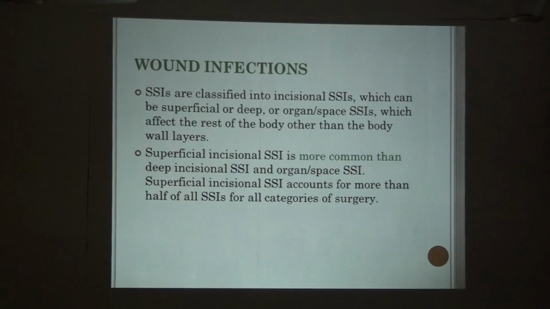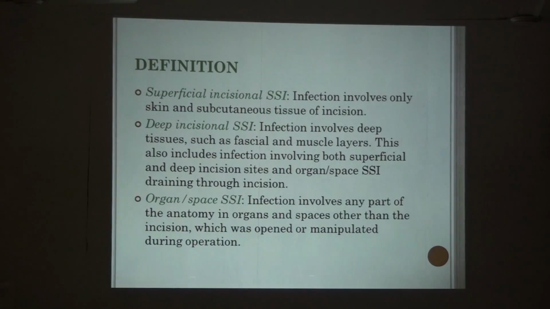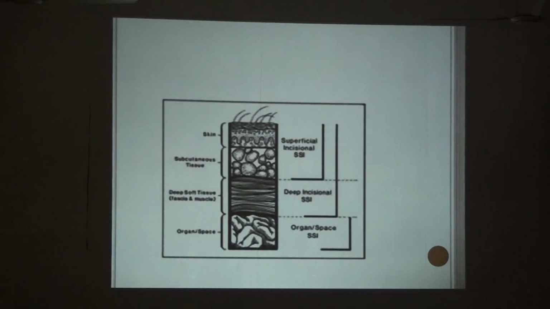Now, wound infections. Surgical site infections are classified into incisional, which can be superficial or deep, or organ space, which affects the rest of the body other than the body wall layers. Superficial incisional SSI is more common than deep incisional SSI. Now, definitions. Superficial SSI: infection involves only skin and subcutaneous tissues of the incision. Deep incisional SSI: infection involves deep tissues such as fascial and muscle layers. This also includes infection involving both superficial and deep incision sites. Organ space SSI: infection involves any part of the anatomy in organs and spaces other than the incision. Now, this figure actually explains what I said. Skin and superficial SSI.